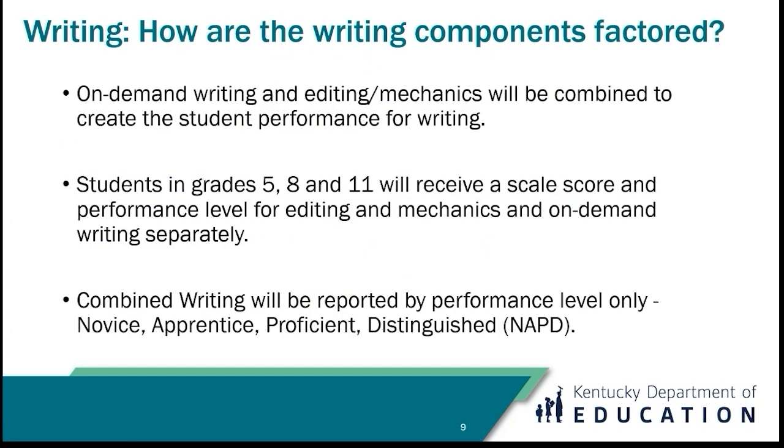Combined writing is factored by combining on-demand writing and editing and mechanics. For each of these individual areas, students will receive a scale score, which is a number, and a performance level: novice, apprentice, proficient, or distinguished. Then the combined writing will be reported as a performance level only: novice, apprentice, proficient, or distinguished.